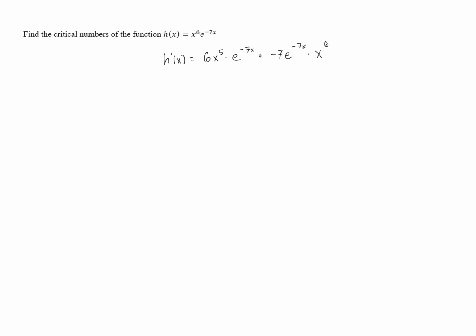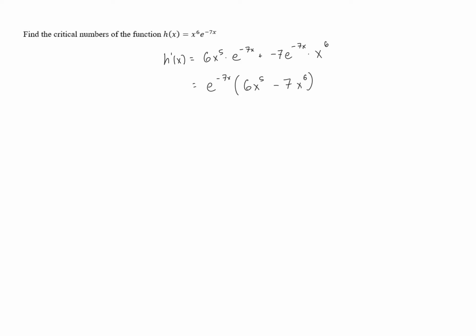We can pull out an e to the negative 7x. Let's do that first. E to the negative 7x, and then the leftovers, when we factor that out, are 6x to the fifth, and then minus 7x to the sixth.